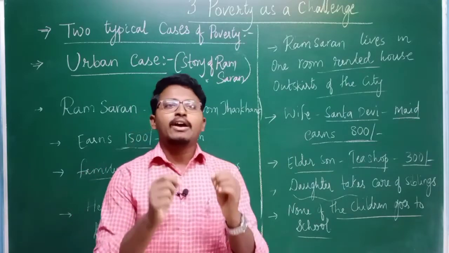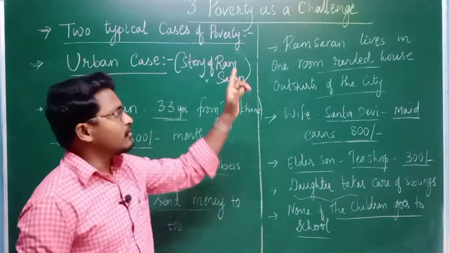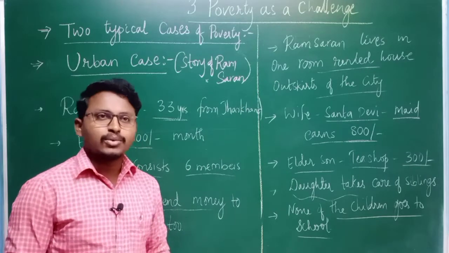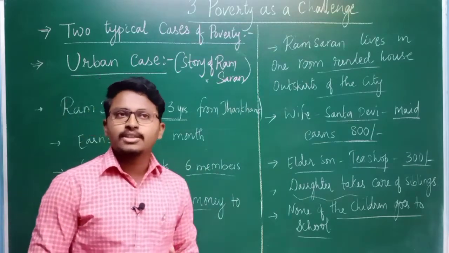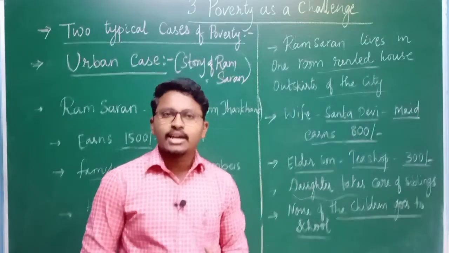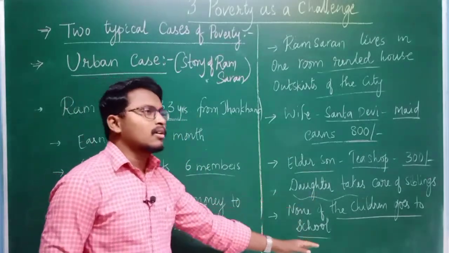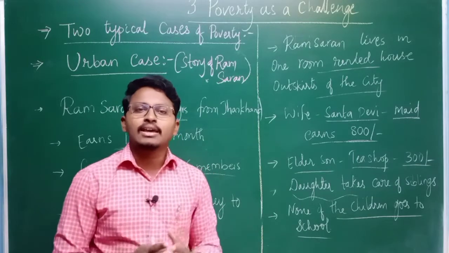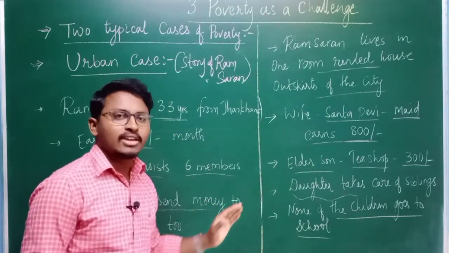Why? Because a family of 6 members is living in one single room, and the income available for them is not at all sufficient. So they eat only 2 times in a day, and buying new clothes or going to school is something like a big dream for the children living in this family.